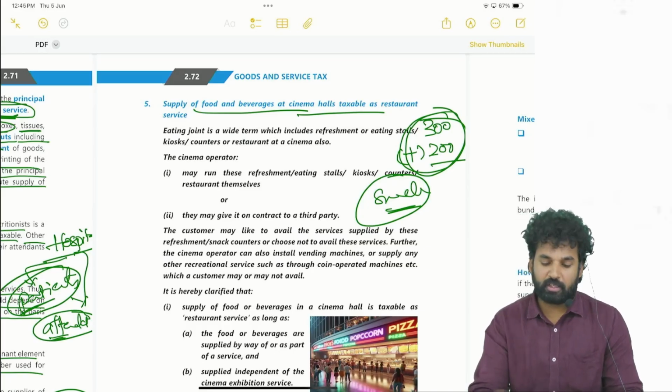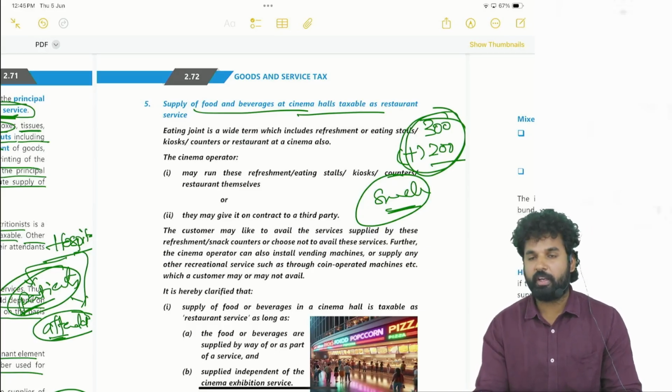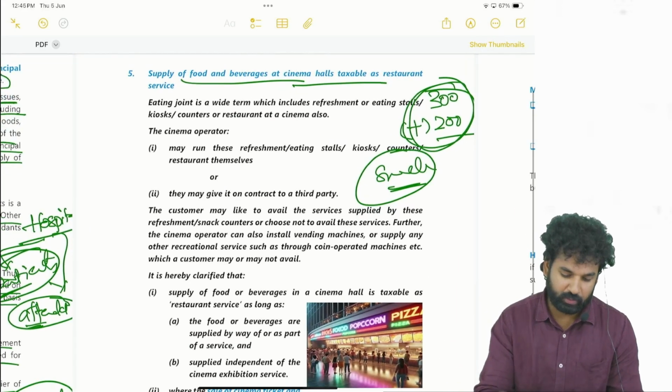When the movie ticket is charged separately, and the beverages and refreshment cost is separate, in such cases it is not a composite supply. Two separate rates will be charged. So this is the clarification given here.